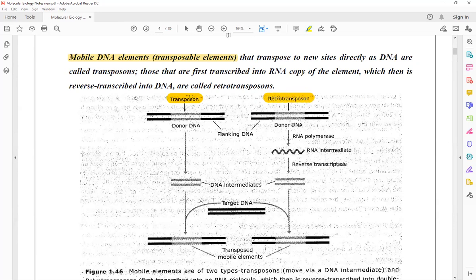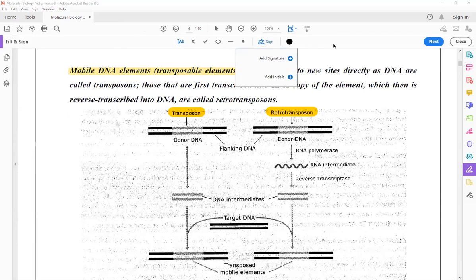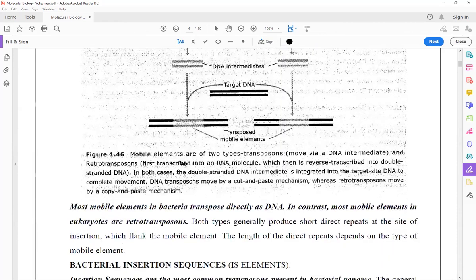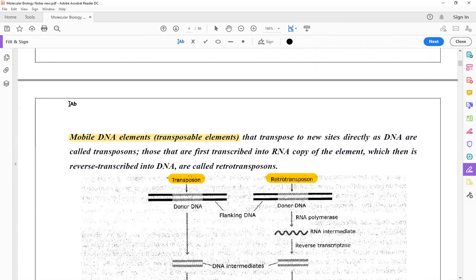They are also referred to as the selfish DNA. Why are they called the selfish DNA? Because they will propagate within the genotype without contributing anything into the phenotype. That is why they are also referred to as selfish DNA.